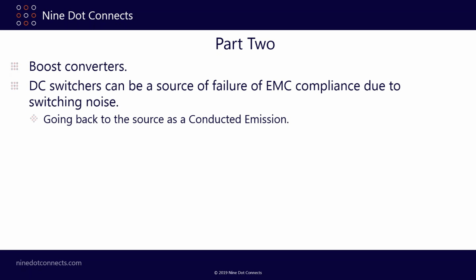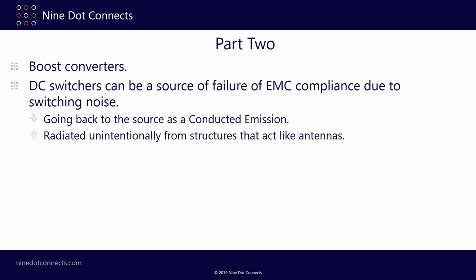And we're going to do that in a couple ways. The first one is how we can fail at the conducted emission source. The conducted emission basically is you're looking to see if your switcher is putting noise back out on a power line. And the second side of this is we're going to look to see if any of your structures are actually radiating unintentionally a signal because that structure acts like an antenna.